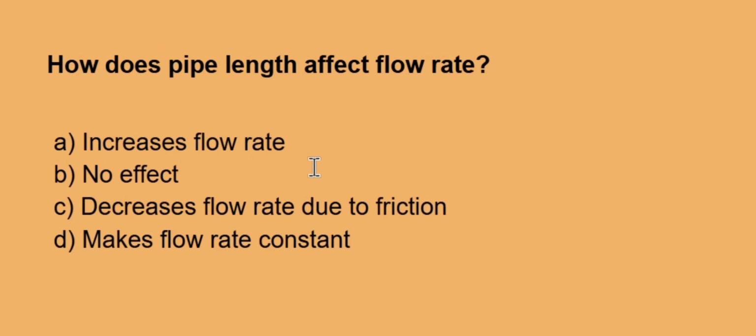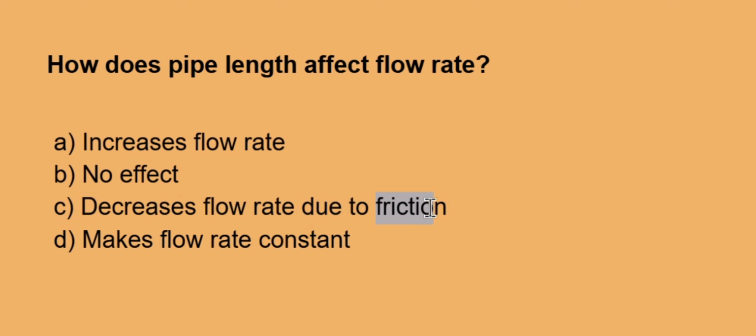Okay, question. How does pipe length affect flow rate? A, it increases flow rate. B, there's no effect. C, it decreases flow rate due to friction. Or D, it makes the flow rate constant. The correct answer is C, right?